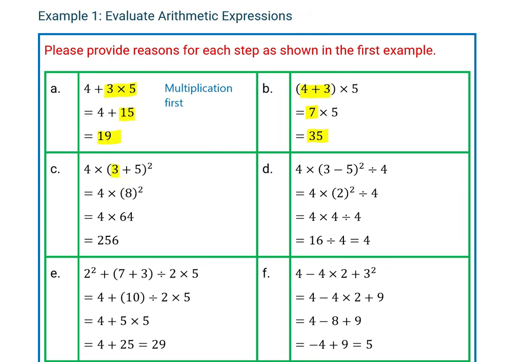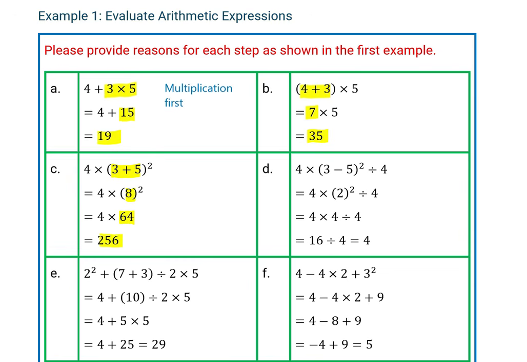Part C is 4 times (3 plus 5) whole square. Within the bracket, it is 3 plus 5, which is 8. Now we'll do the exponent part, which is 8 square, 64. And then we multiply with 4 to get the result 256.